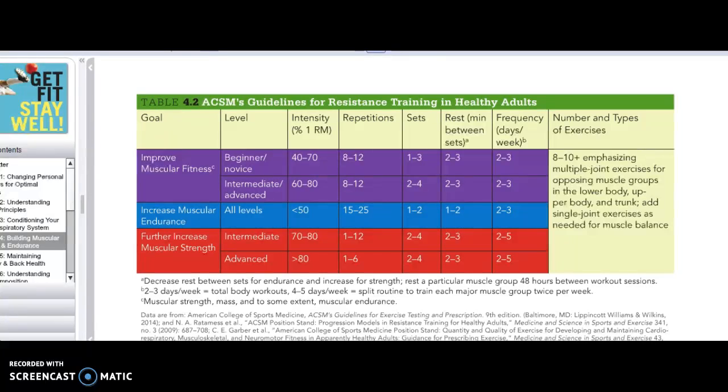We're going to look at sets and repetitions. So you might see here that we have 1 to 3 sets with a 2 to 3 minute rest in between, and you would do this 2 to 3 times per week as the example.